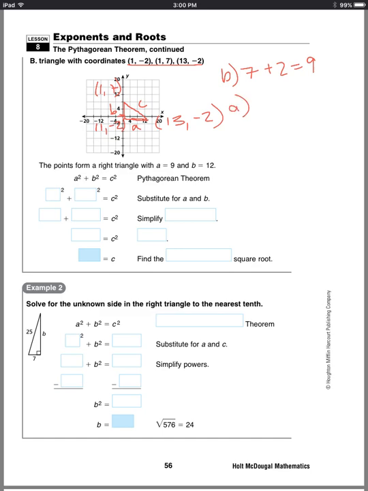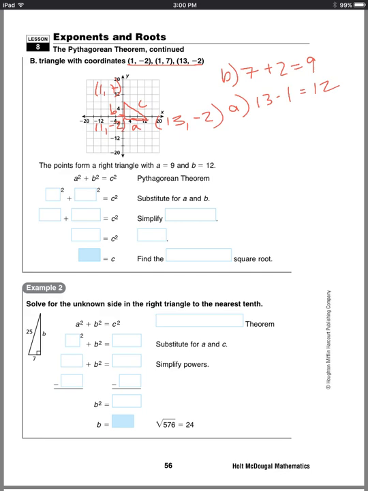Our A, we are going from left to right, so we're going to look at the x coordinates, and we're going from 1 to 13. So the difference of 1 to 13 is 12.